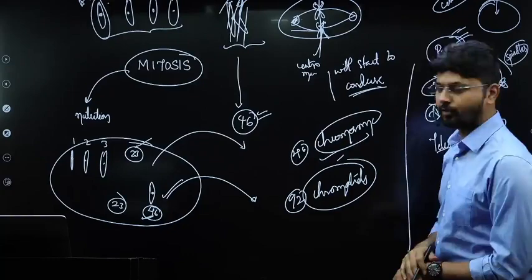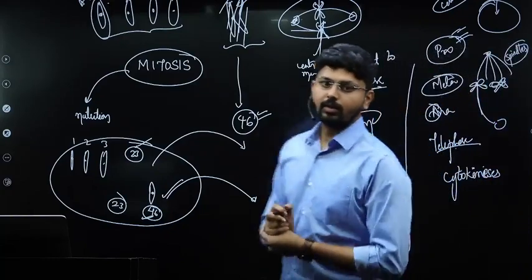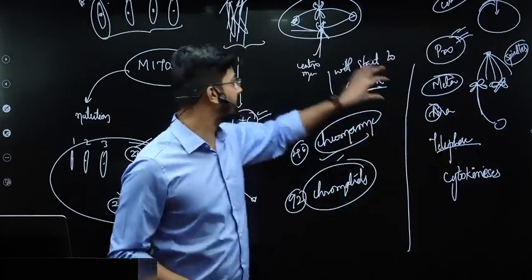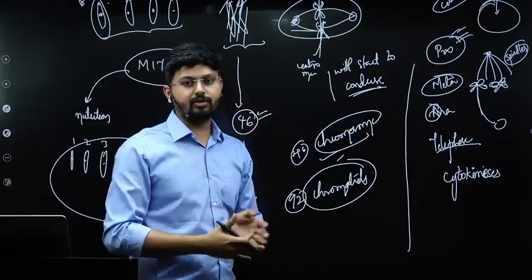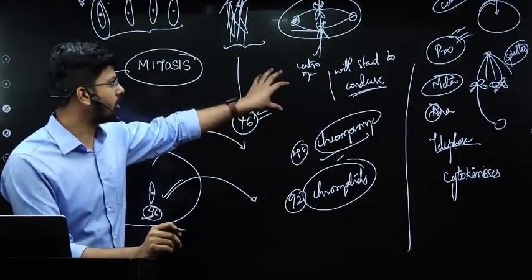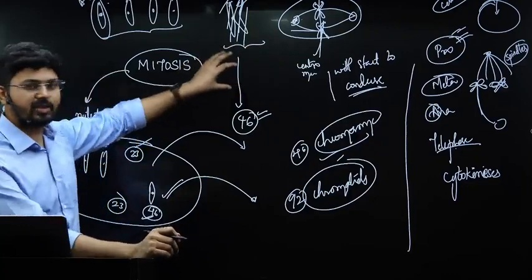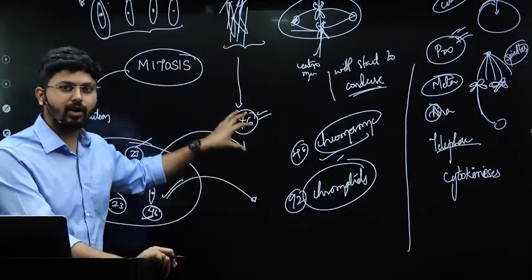Cytokinesis. So in the cytokinesis, what happens? It will divide the fluid that is present into two parts, and through that cell division will complete. So this is with respect to mitosis. Mitosis has 4 phases. So in the meiosis, what happens? We'll see.